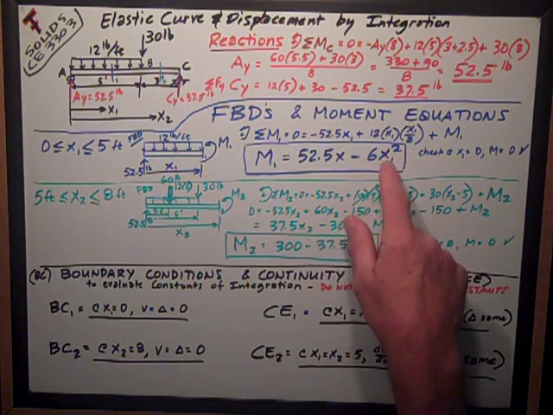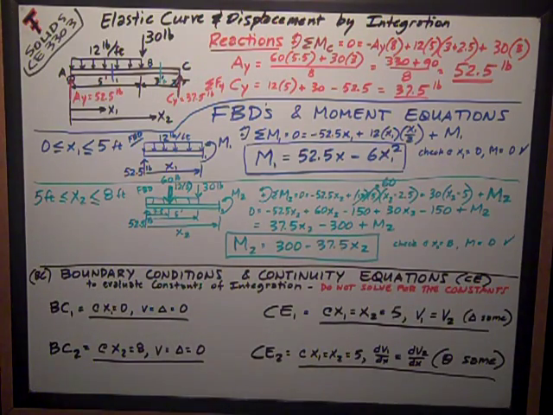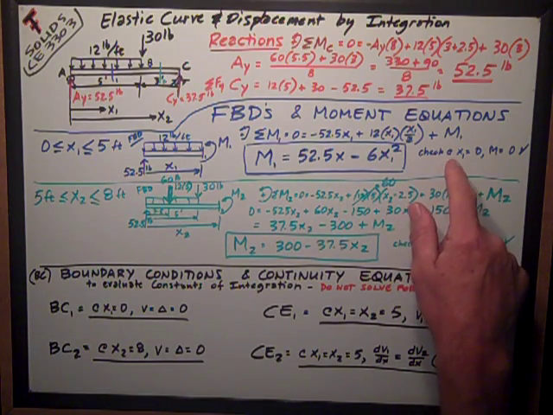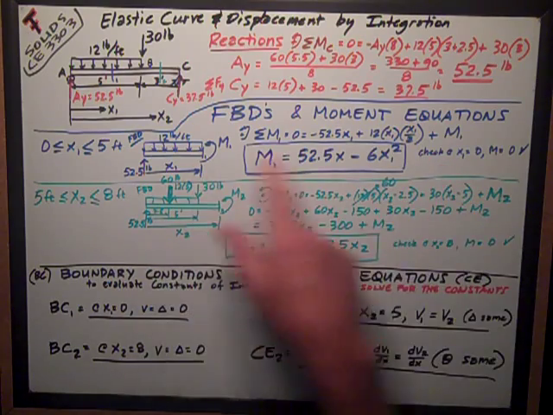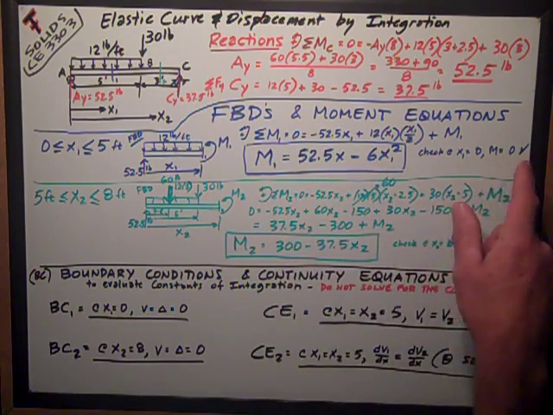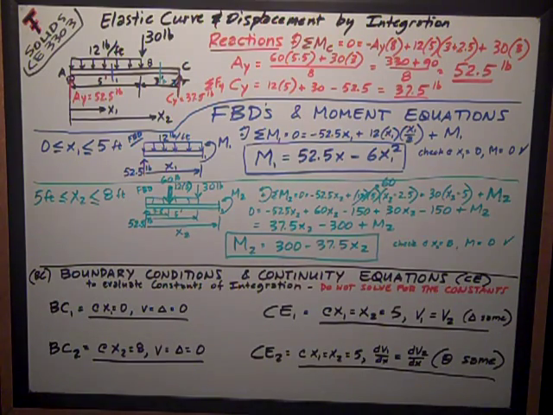Rearranging, doing a little math, I get M1 is equal to 52.5 X1 minus 6 X1 squared. Whenever I can check something, I always want to do it, so I want to check at X1 equals 0 that my moment's equal to 0. Plug X1 equal to 0 in there, and sure enough, my moment is equal to 0, so I feel pretty good about my equation.